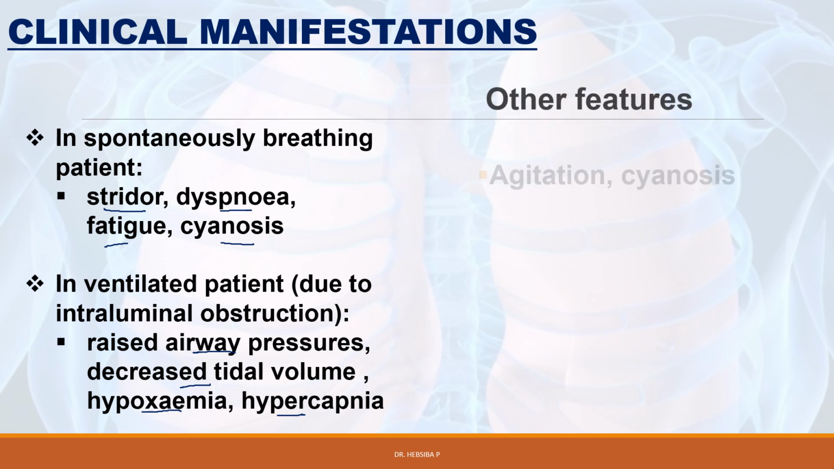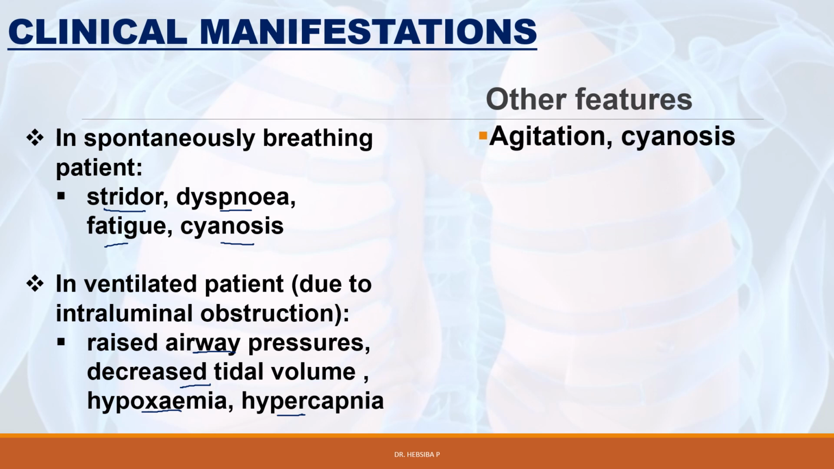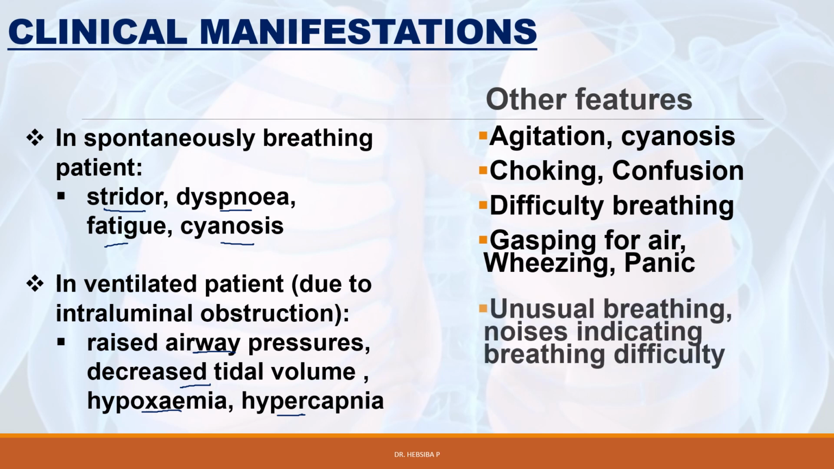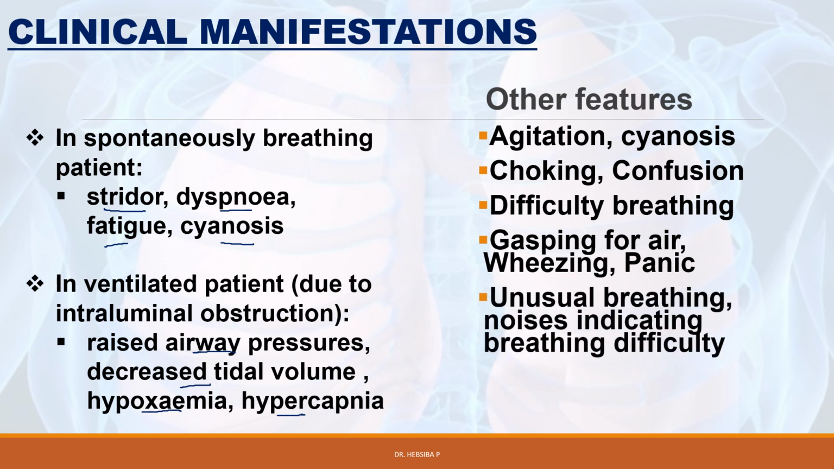Other manifestations are agitation and cyanosis. Agitation is because of decreased oxygenation in the neurons or the central nervous system, and cyanosis is because of decreased oxygenation in the peripherals. Also choking and confusion, difficulty breathing, gasping for air, or air hunger as we usually say, wheezing and panic, unusual breathing noise indicating breathing difficulty, and changes in consciousness. These are the major clinical manifestations of airway obstruction.